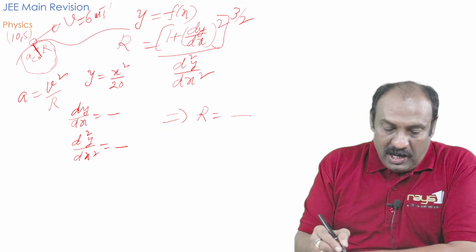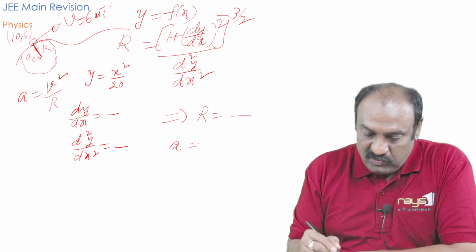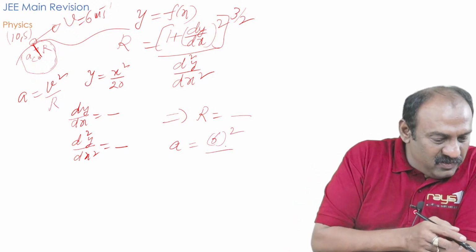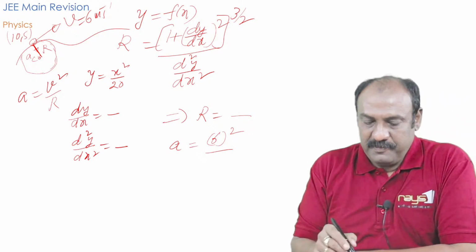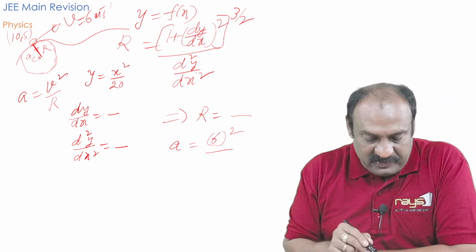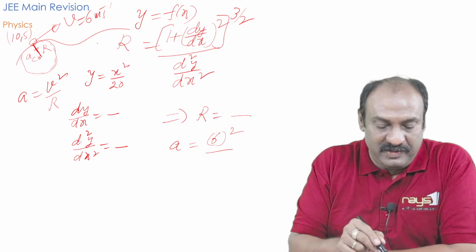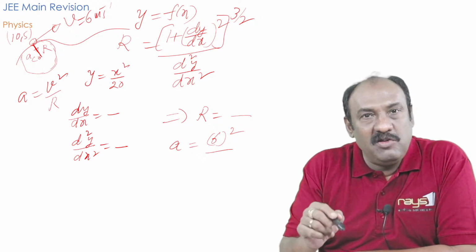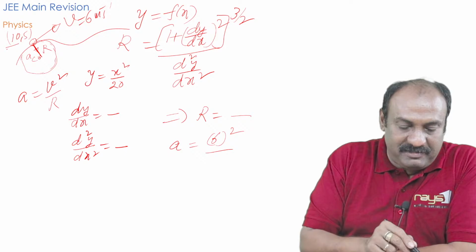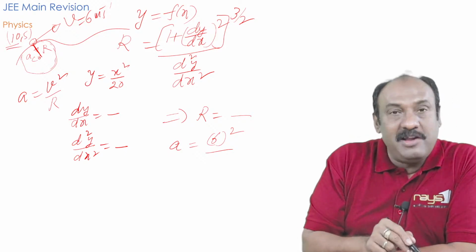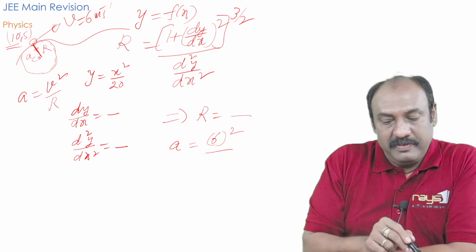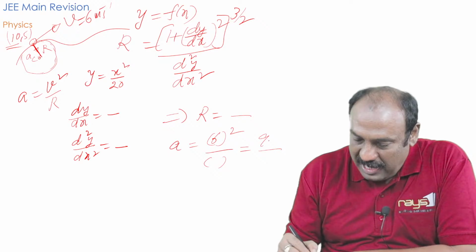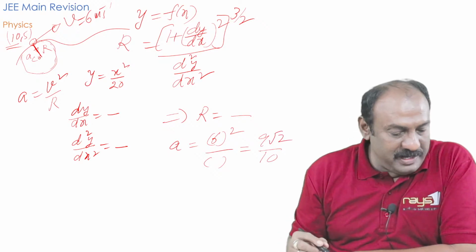Substitute the r value in this equation, then a equals v squared, 6 squared, divided by the r value at this point. After the first and second differentiation of the given function with respect to x, you get the values in x and y. Take x as 10 and y as 5, the coordinates, and you get the r value. Substitute it in this equation and finally you get the answer 9 root 2 by 10 units.